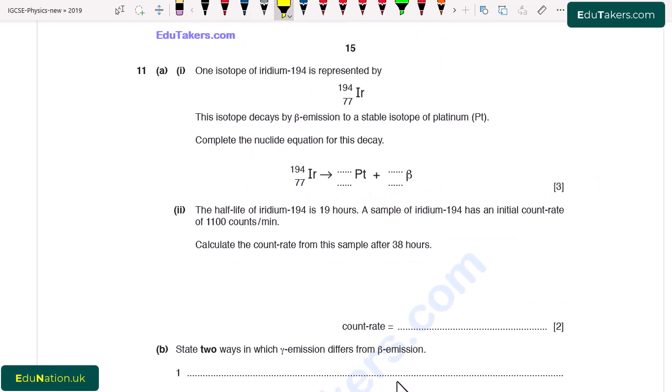Question number 11, part A, 1. One isotope of iridium-194 is represented by Ir with atomic number 77 and mass number 194. This isotope decays by beta emission to a stable isotope of platinum, Pt. Complete the nuclide equation for this decay. So here iridium decays through beta particle emission and it changes into a stable isotope of platinum. So we have to balance this equation.